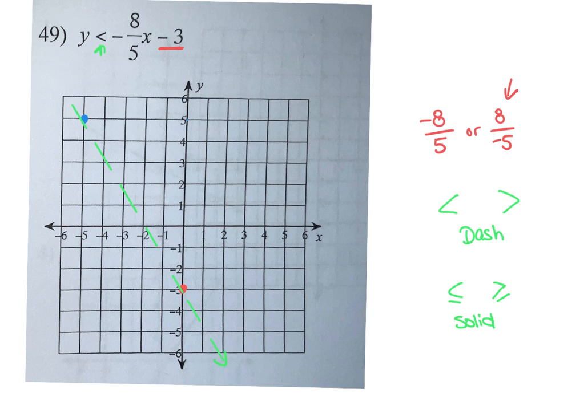And then I have to decide where to shade. y is less than, so I'm going to go to my y and I'm going to say, where is this graph smaller than -3 for my y's? It's smaller down here, so I'm going to shade down here. So I'm going to shade everything that is on this side of my line because that's where my y's are going down. All right?